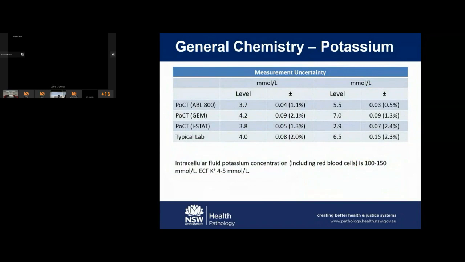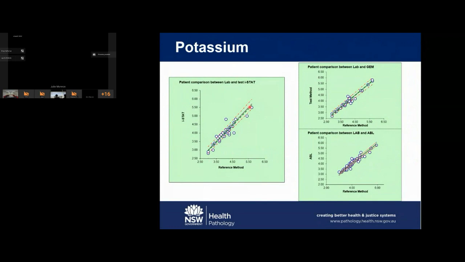So potassium is very susceptible to preanalytical issues. The cells have to work hard to keep potassium inside. As it says here, the concentration is much greater intracellular than extracellular, 100 to 150 millimoles versus 4 to 5. But we can see that the precision of both point of care and lab is very similar. In comparison, you can see all the points grouped around the line, a little bit of variation here, and I would venture to say this is preanalytical error. These results are from real patients taken out of the EMR from testing done last year. So when point of care and lab coincide, when we can see the paired results.